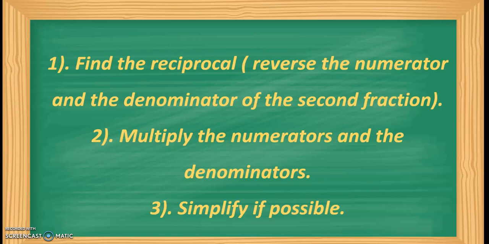1. We find the reciprocal, which is reversing the numerator and the denominator of the second fraction. We multiply the numerators and denominators. Yes, we're going to change the division sign to a multiplication sign, and then we're going to simplify if possible.